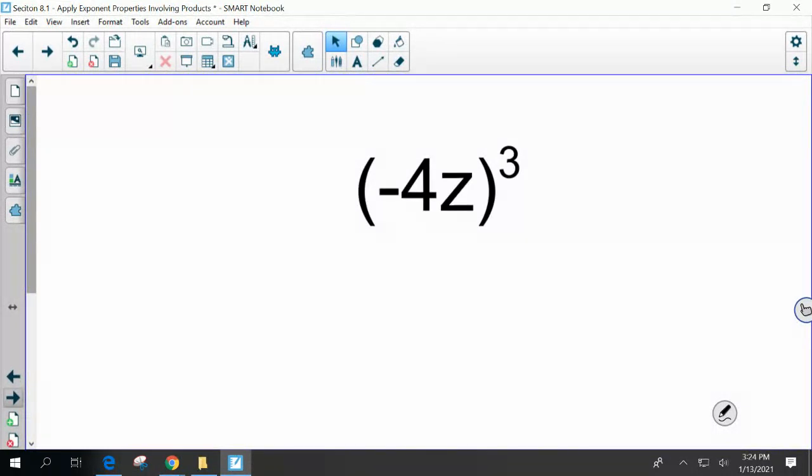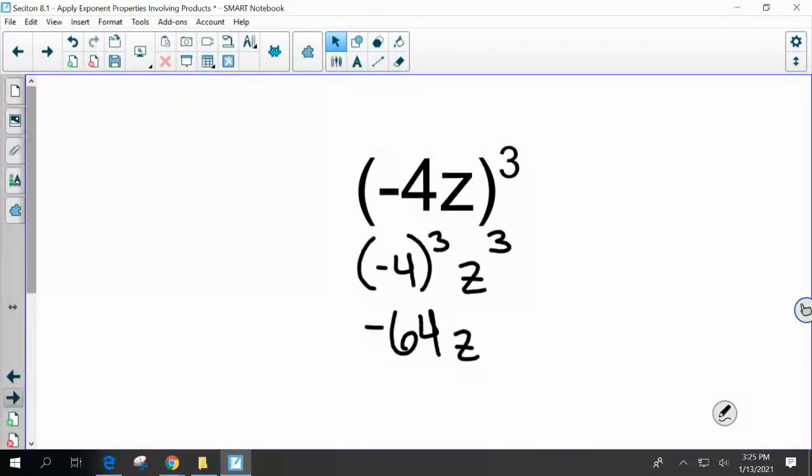All right, negative 4z to the 3rd power. We're going to distribute the 3rd power. I'm going to keep negative 4 in parentheses because I want to make sure I use parentheses when I calculate it. And then that would be times z to the 3rd. So negative 4 to the 3rd power is negative 64. Then you would keep z to the 3rd.